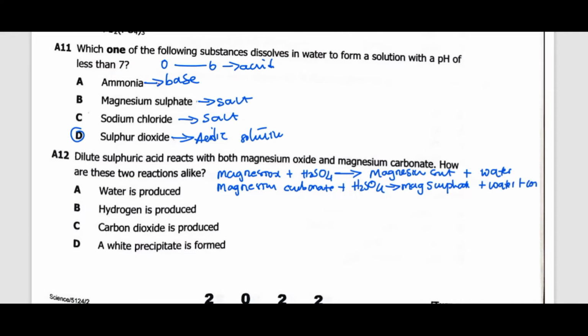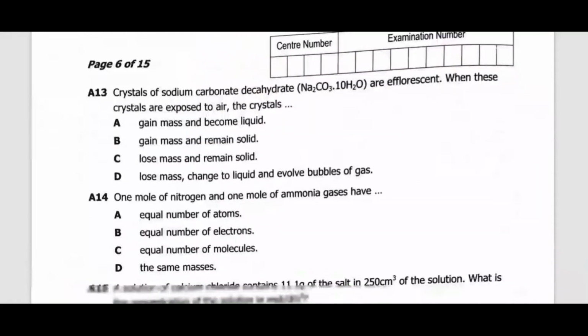So the point that we need to undertake here is whenever an acid reacts with a metal oxide, salt and water are produced. Then in the reaction between dilute sulfuric acid and magnesium carbonate, this time we are going to have salt, water and carbon dioxide. So from these two equations, we can see that both of these are producing water. So our answer is A. Okay, so now let's move on to question 13.